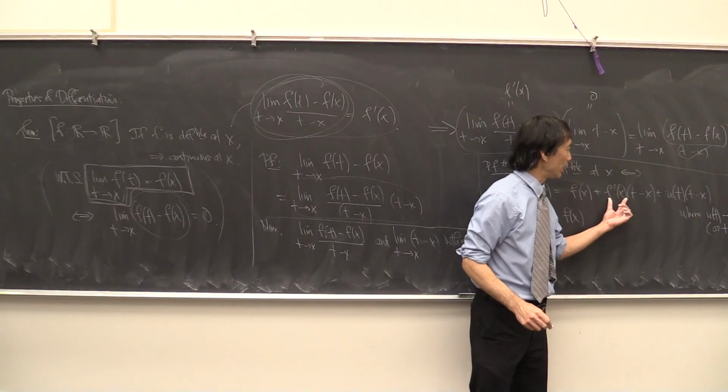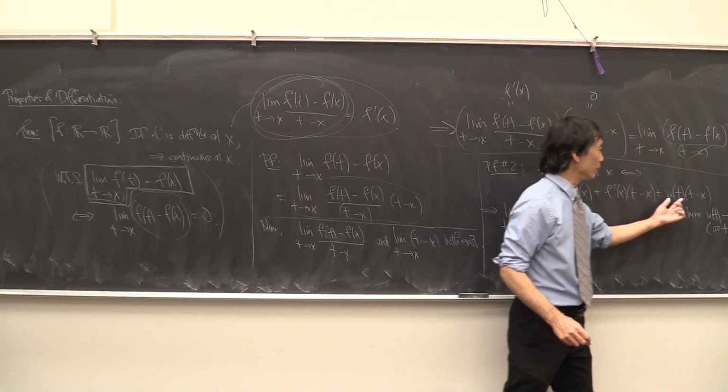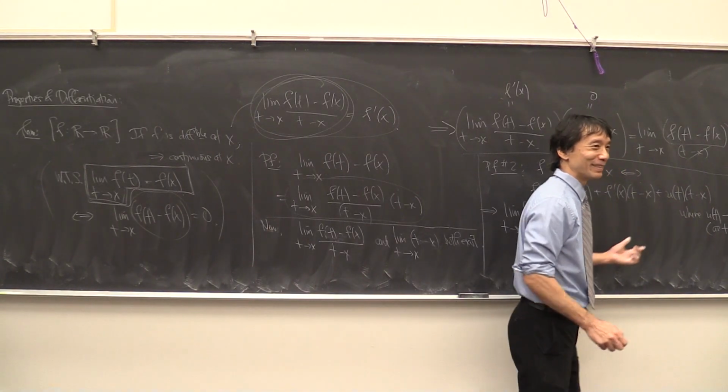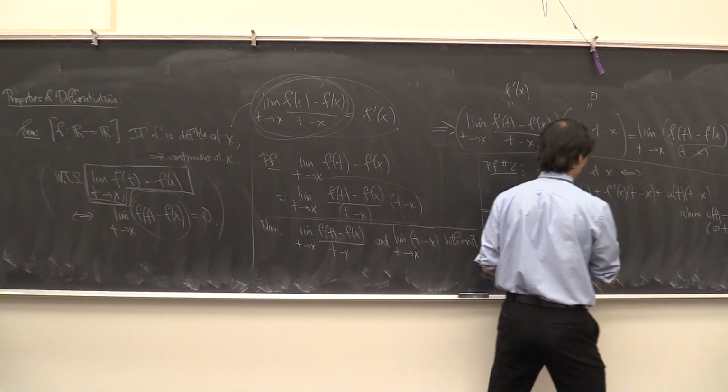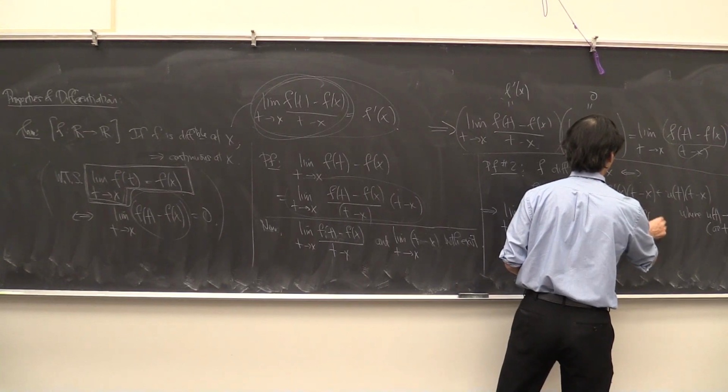What about this term? f prime x is just a constant. As t goes to x, this goes to 0. What about this guy? It goes very much to 0, right? It goes to 0 squared. So we get plus 0 plus 0 squared. Well, that's just f of x.